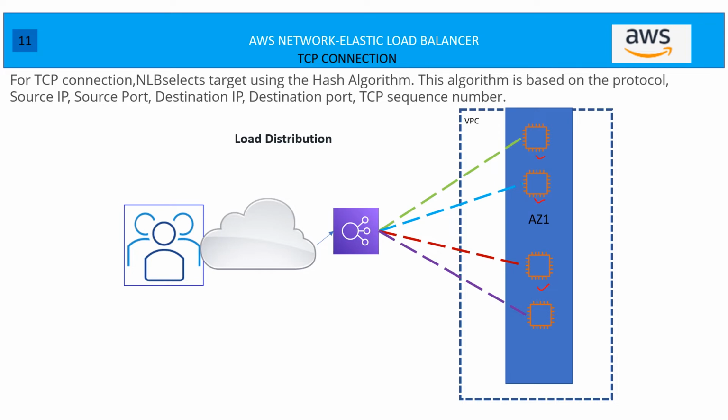And it is based on the hash algorithm. What does it mean by the hash algorithm? If you look at the packet, your IP packet basically is going to have the source IP address, source port, destination IP address, destination port, and the TCP sequence number. These are the 5 tuples which are going to be used by the load balancer to decide which target will be hit.